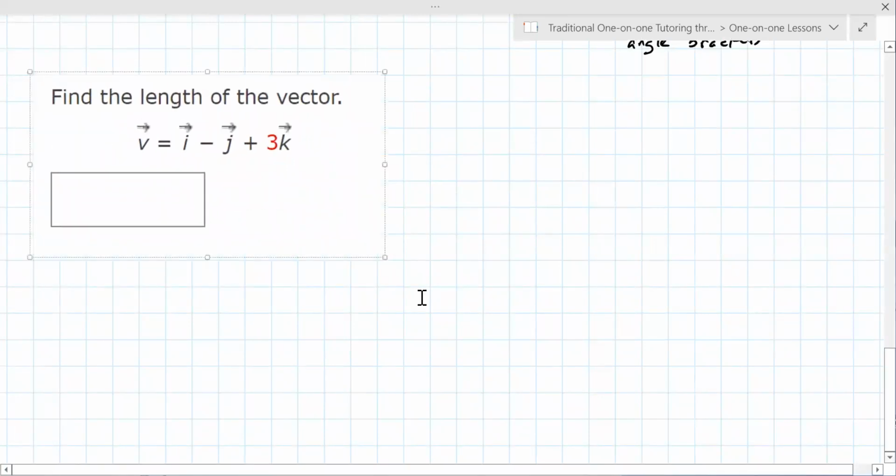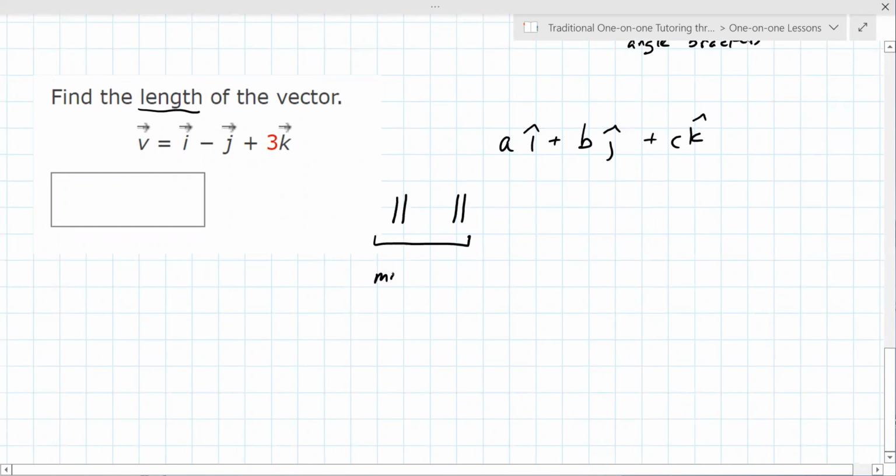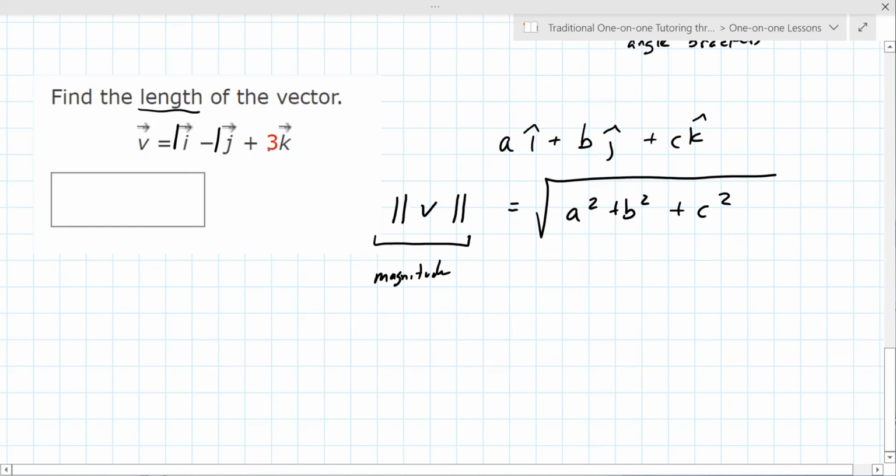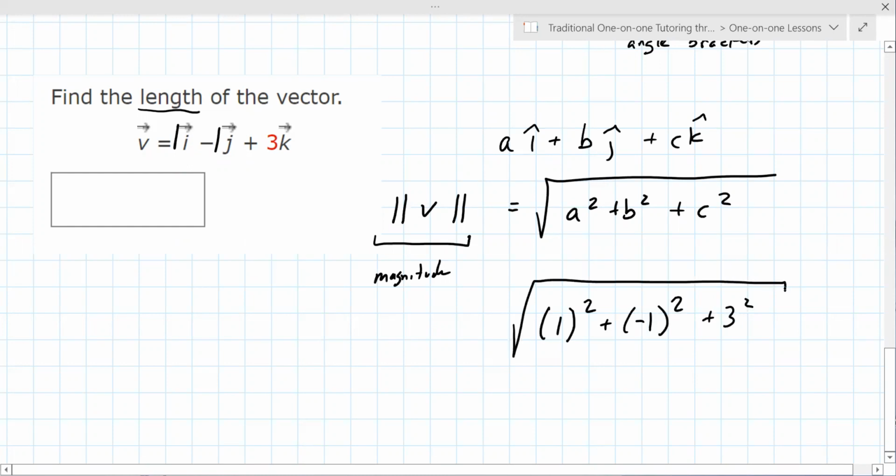Okay, this question says to find the length of the vector. So there's a formula. The vectors are in this form: a i hat plus b j hat plus c k hat. And the length of the vector, which is given this symbol right here, is called magnitude. The length of the vector v is the square root of a squared plus b squared plus c squared. So you take the numbers in front, 1, -1, and 3. So 1 squared plus -1 squared plus 3 squared, and you square root that.